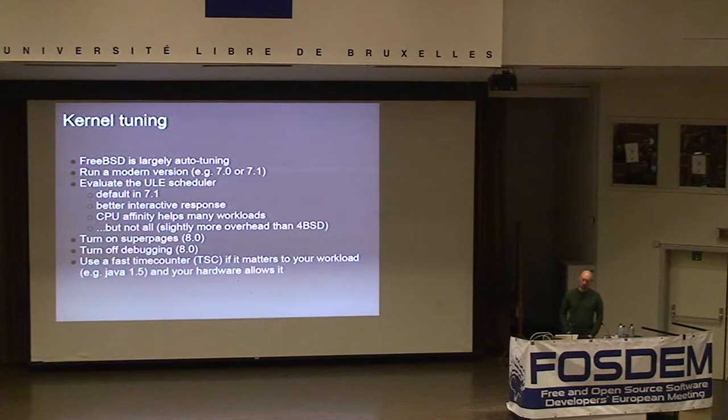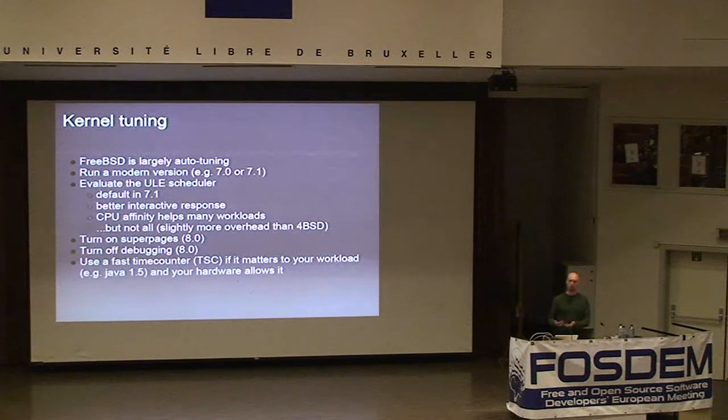Okay, so a few words about kernel tuning. So FreeBSD is largely self-tuning, so there's not a lot you need to do to a typical system to make it work well out of the box. The defaults are pretty good, and things will also auto-size and auto-tune based on either the hardware that it sees or, in some cases, on the workload that it encounters. So the best advice for getting performance out of a FreeBSD kernel is to run a modern kernel. We put a lot of work into FreeBSD 7, and there's obviously a lot of ongoing work into improving performance. So a good first stop is to make sure you're running the most recent version.